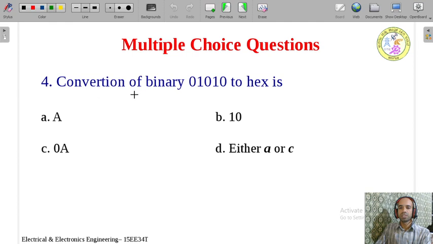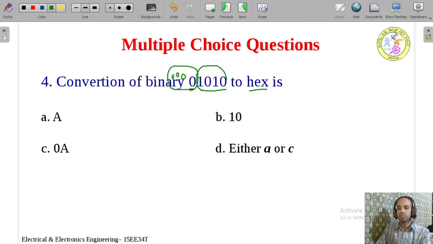Fourth question, conversion of binary 01010 to hex. Need to convert this one into hex digit. So binary to hex we already know. Make a group of 4 bits from the right side. So this is the first group and only 1 0 is left here. So what we need to do? We need to append 3 more zeros here. 0, 0 and 0. So what is the total length now? 3 zeros plus 1 0. 4 zeros are there. Totally 4 zeros.